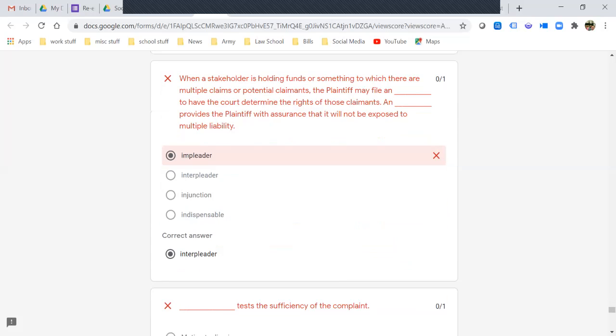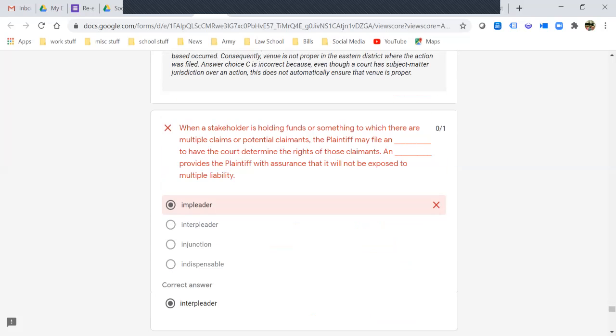Skip that. Oh, I got this one wrong. I don't know how I got this one.